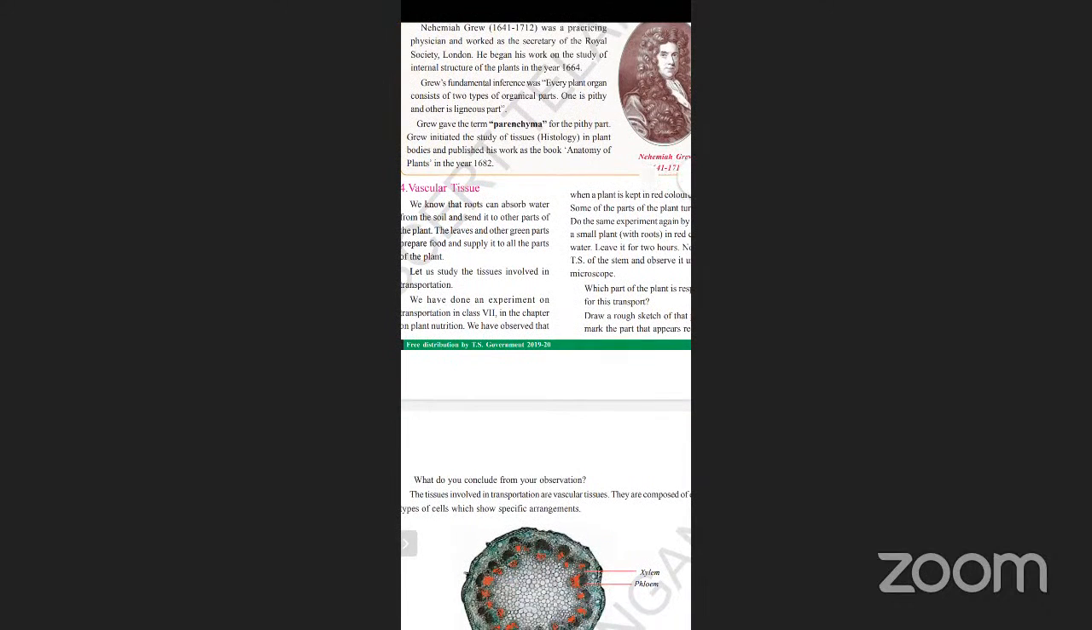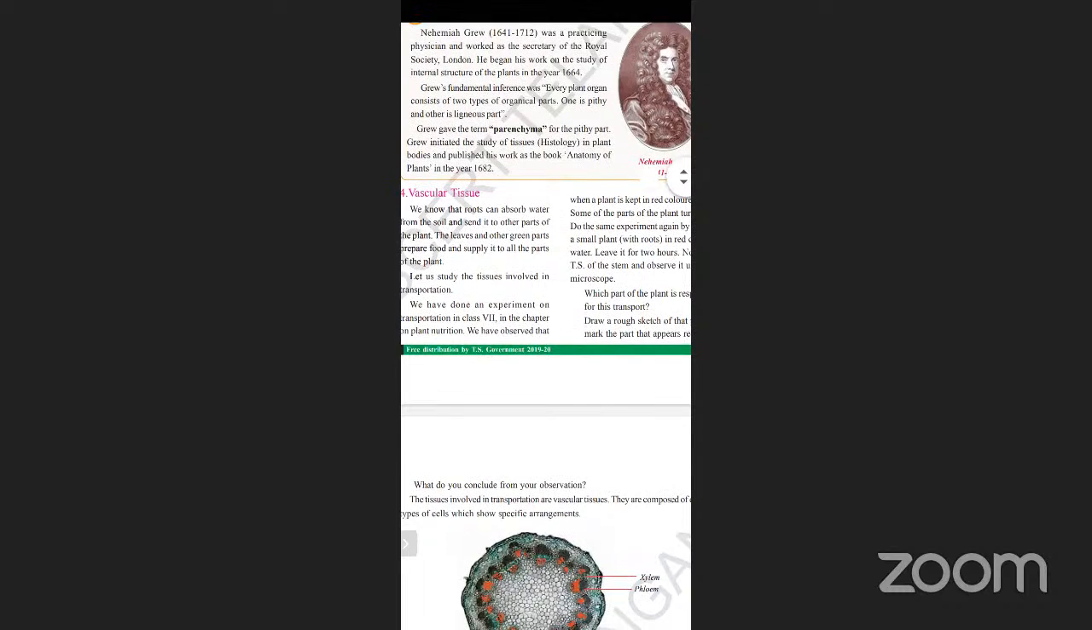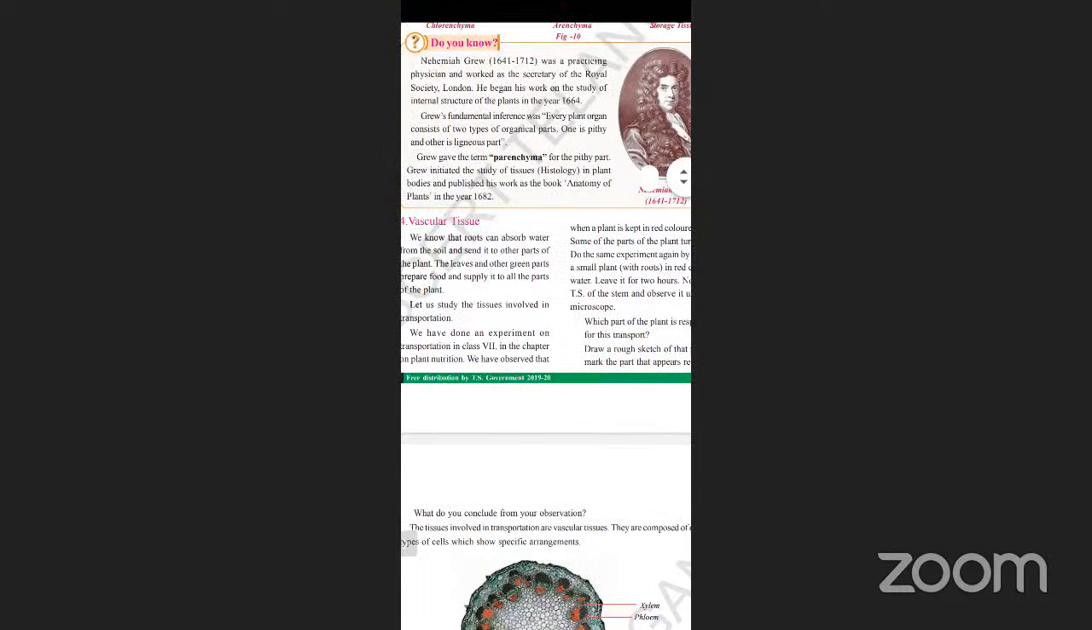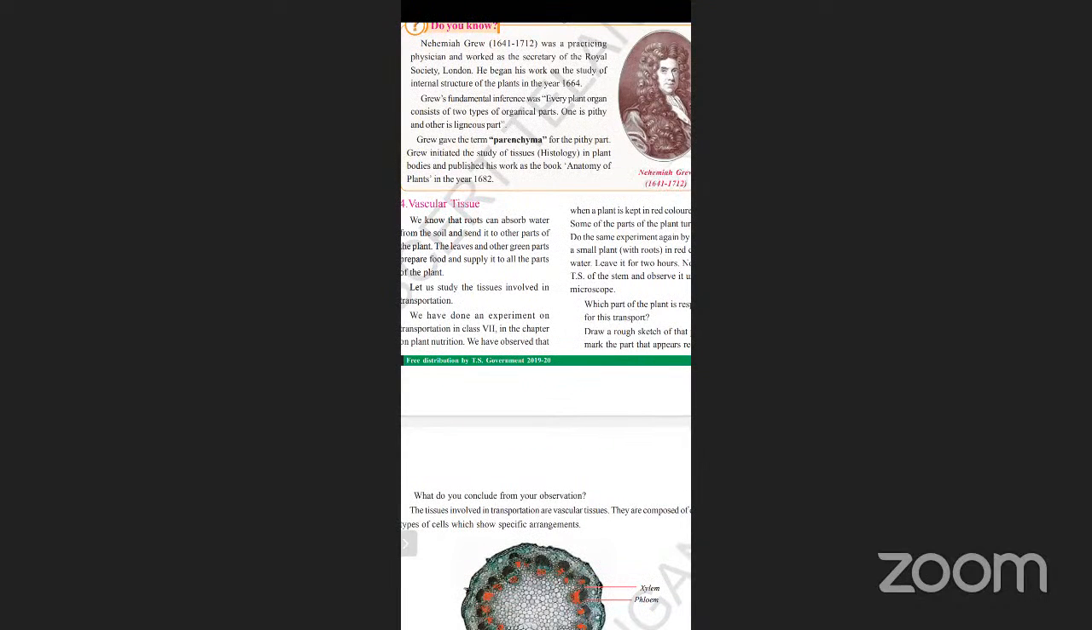As I showed in the last class, how to write CW, in that we have branch of science. You can use the word histology there. Histology is nothing but the study of tissues in the plant body.